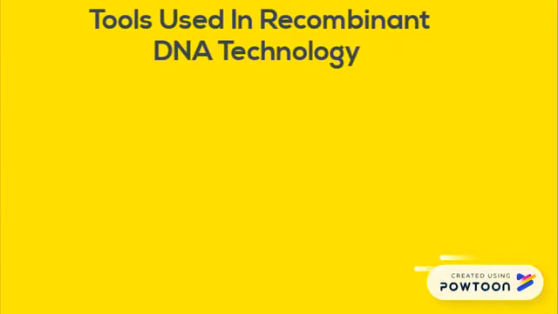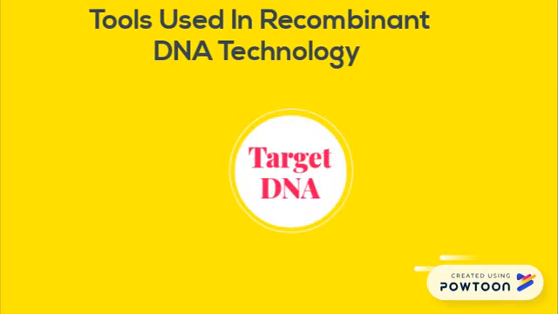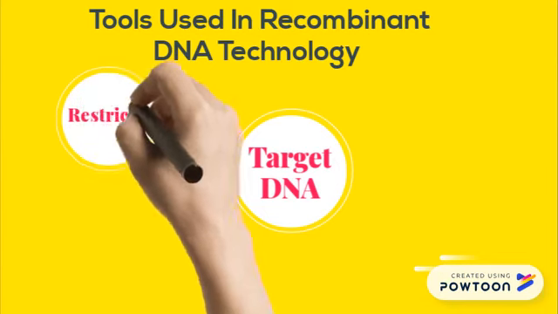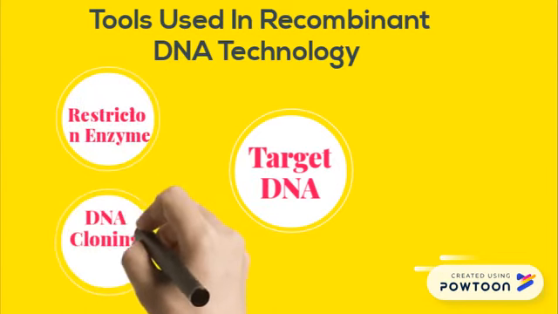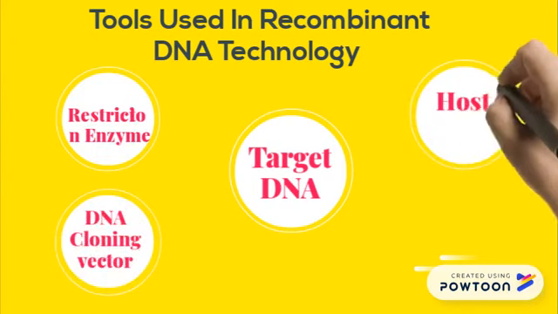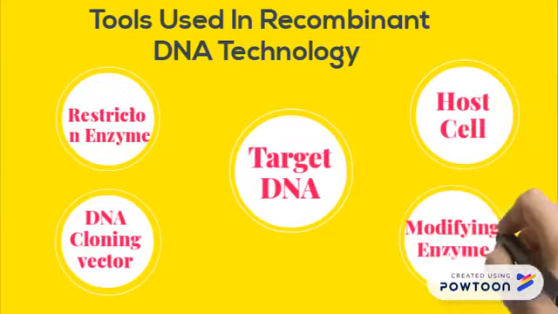There are 5 tools used in recombinant DNA technology. The first one is target DNA. Second one is restriction enzyme. Third one is DNA cloning vector. Fourth one, host cell. Lastly, modifying enzyme.